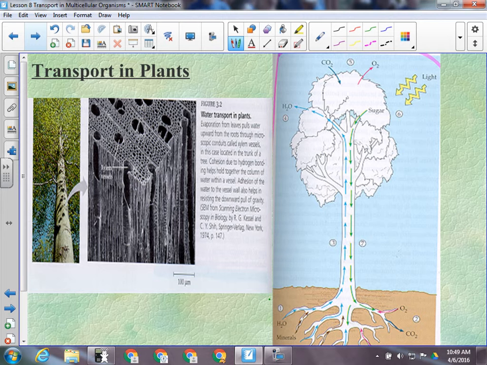Because water's polar, those water molecules are hooked together by cohesion. So when one of them moves, it pulls on the rest, just like a barrel of monkeys. We talked about that back in the chemistry unit. They're all linked like that. If I pull on the top one, I pull all of them. And so as they move up and out of the stomates, they pull on all the rest, and that pulls them up through the stem.